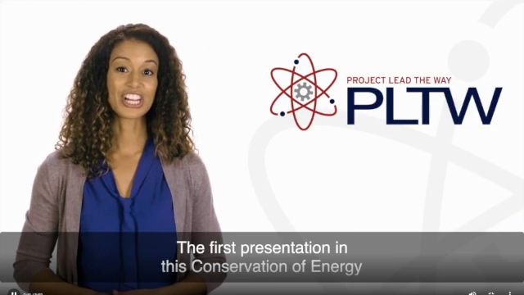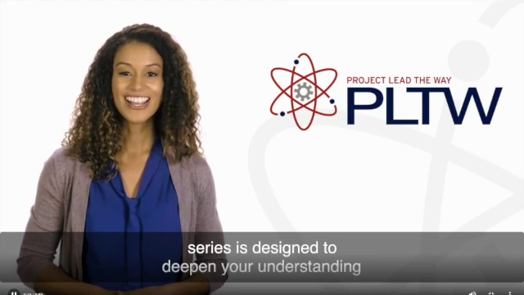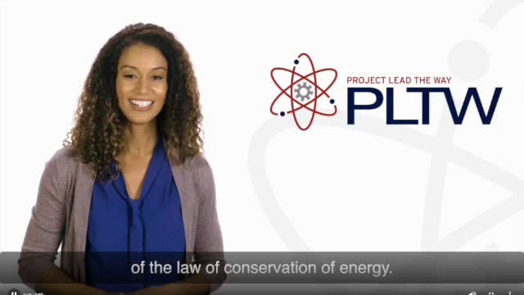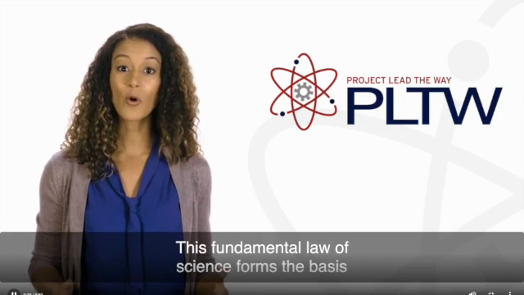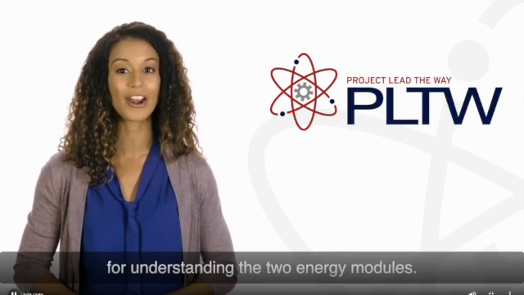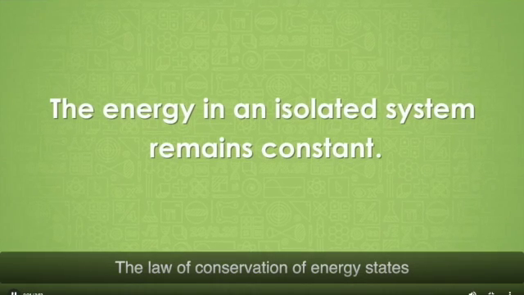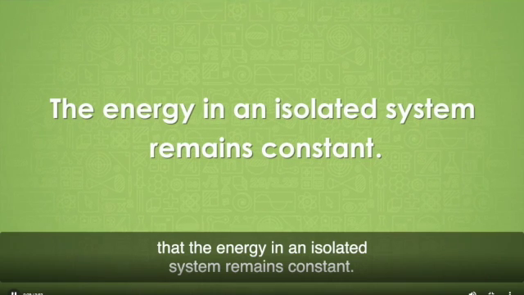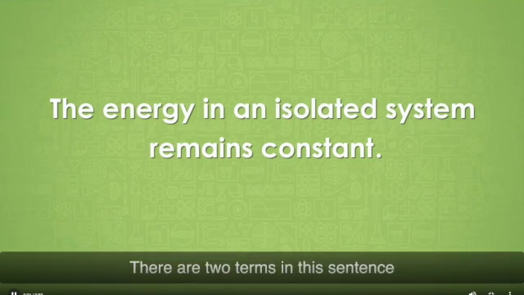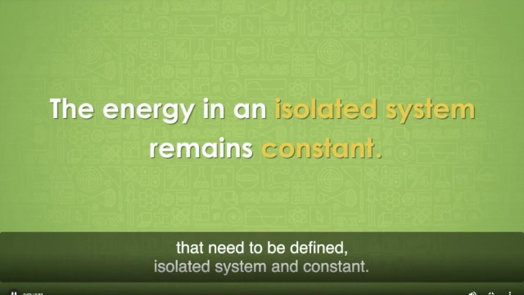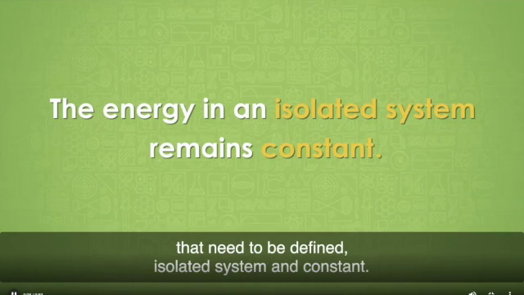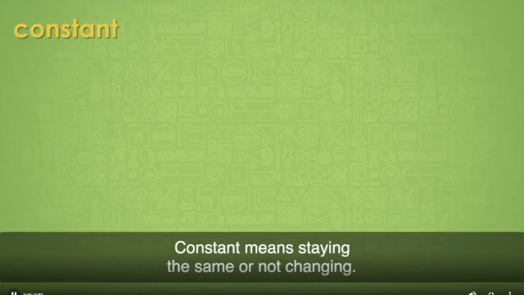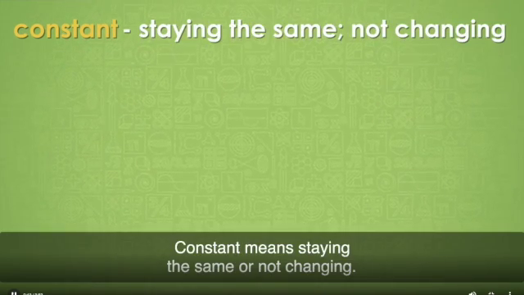The first presentation in this Conservation of Energy series is designed to deepen your understanding of the law of conservation of energy. This fundamental law of science forms a basis for understanding the 2 energy modules. The law of conservation of energy states that the energy in an isolated system remains constant. There are 2 terms in this sentence that need to be defined: isolated system and constant. First, let's consider the term constant. Constant means staying the same or not changing.